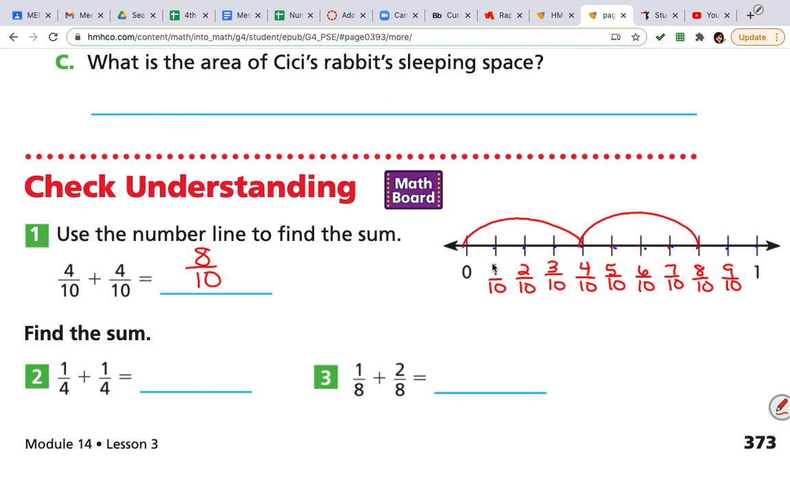Number 2, 1/4 plus 1/4. We add the numerators. 1 plus 1 is 2. The denominator stays the same. It is 4. And number 3, we add the numerators. 1 plus 2 is 3. The denominator stays the same. It's 8. We have 3/8. And that is it.